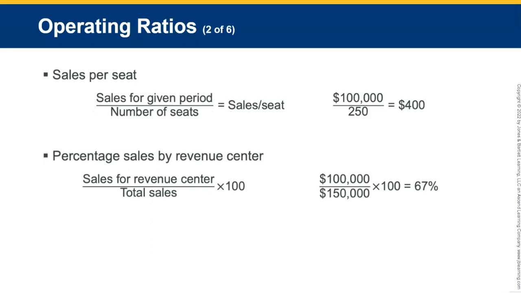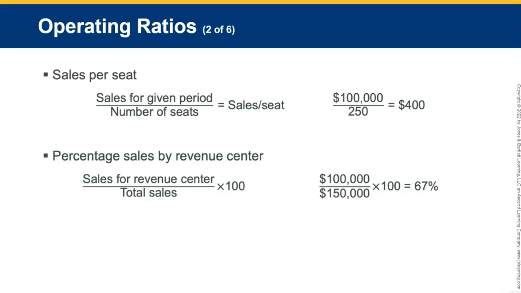We can also look at sales per seat. The formula is sales for a given period divided by number of seats gives us the sales per seat. So if the number is $100,000 for sales during a certain period of time, and we have 250 seats, that means that we're selling $400 for every seat.